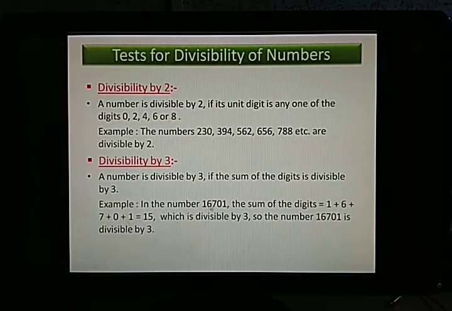Say, for example, we are given this number, 16,701. What we need to do is just add all the digits. From the right side or left side, it doesn't matter. 1 plus 6 plus 7 plus 0 plus 1. After adding, we get 15. Now we have to see whether this number is divisible by 3 or not. Yes, 15 is obviously divisible by 3. So this whole number 16,701 is completely divisible by 3.